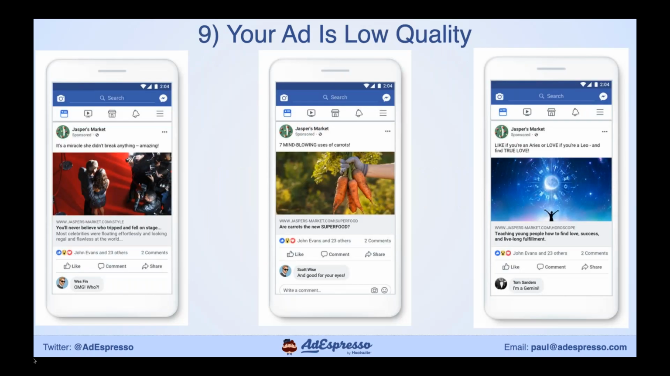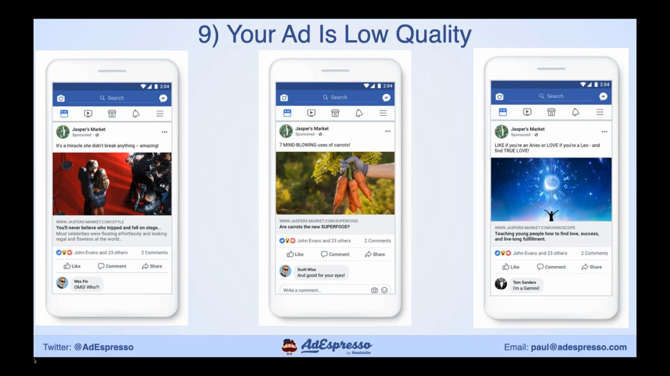We're getting through this checklist. A couple more points though for you before we finish. Is your ad might not be serving because it's low quality. Now this is slightly different to the ad policies. Ad policies are where Facebook will reject your ad or approve your ad.